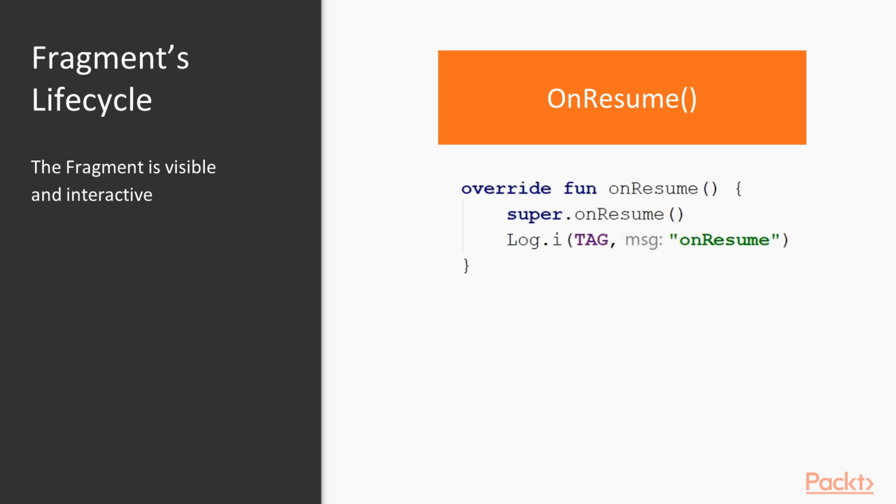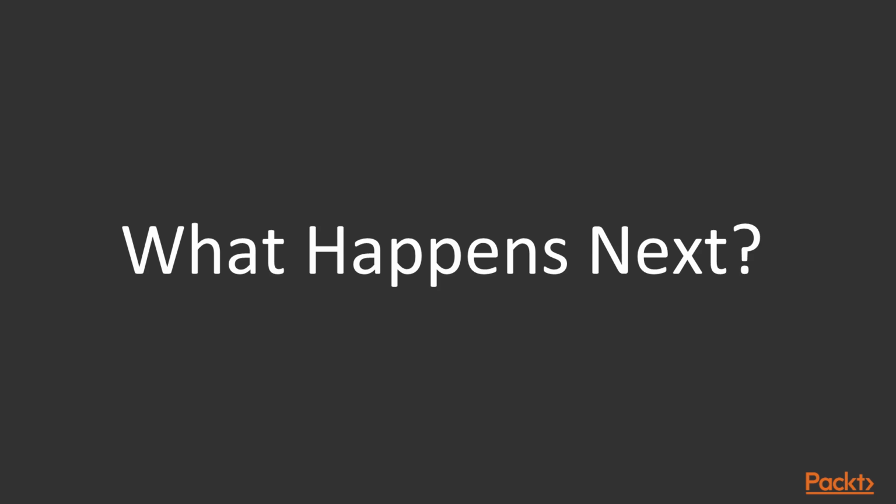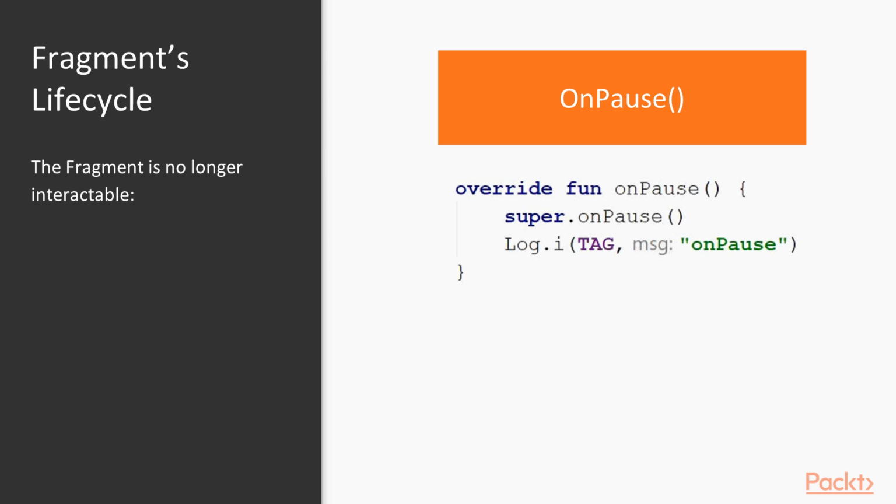onResume: when the fragment is visible and interactive. The app stays in this state until something happens to take focus away. Such an event might be, for instance, receiving a phone call, the user's navigation to another activity, or the device screen's turning off. What happens next? The fragment isn't done. onPause: when the fragment is no longer interactable.